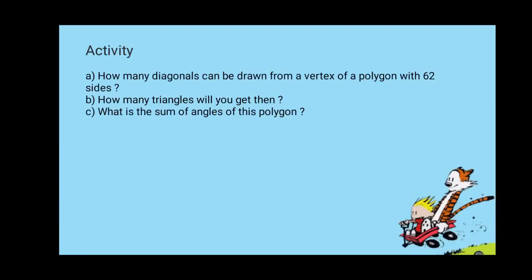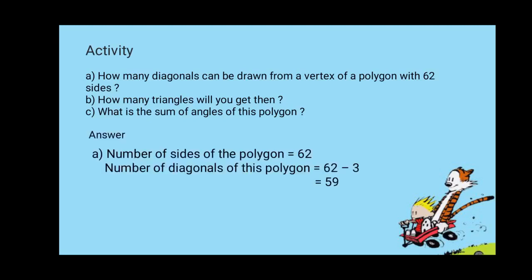Now take a look at these questions. How many diagonals can be drawn from a vertex of a polygon with 62 sides? The number of sides of the given polygon is equal to 62. We know that the number of diagonals that can be drawn from an n-sided polygon is n minus 3. Here n is equal to 62. So the number of diagonals of this polygon is equal to 62 minus 3, that is equal to 59.